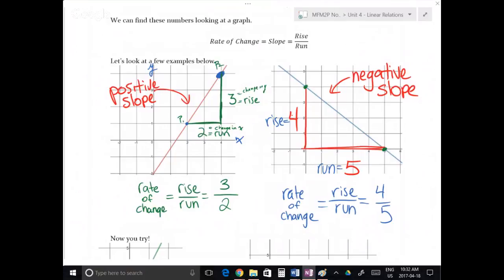So, again, different teachers teach it differently. If your grade 9 teacher taught you to do it in a different order and that made more sense to you, I encourage you to do that. There's a million ways to answer a math question.